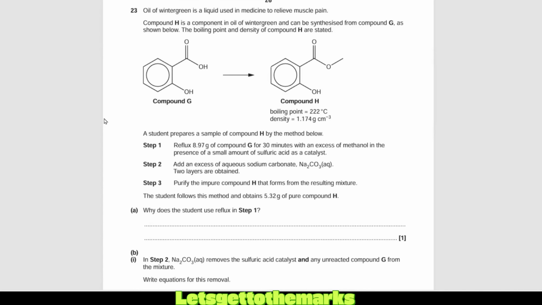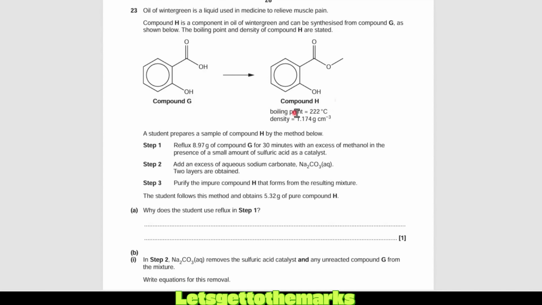Going through an A-level chemistry practical techniques question. Let's get into it. Oil of wintergreen is a liquid used in medicine to relieve muscle pain. Compound H is a component in oil of wintergreen and can be synthesized from compound G, as shown below. The boiling point and density of compound H are stated.